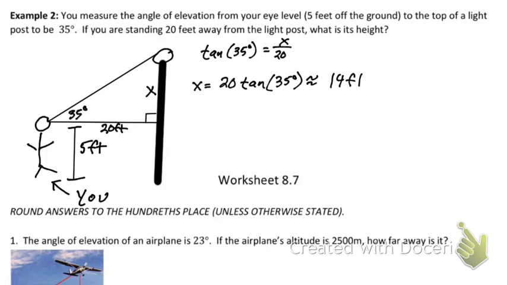You look very angry at that. What do I need to do? No, I have to add 5. I have to add 5 feet from eye level. So the light post is going to equal 14 plus that additional 5, which equals 19 feet.